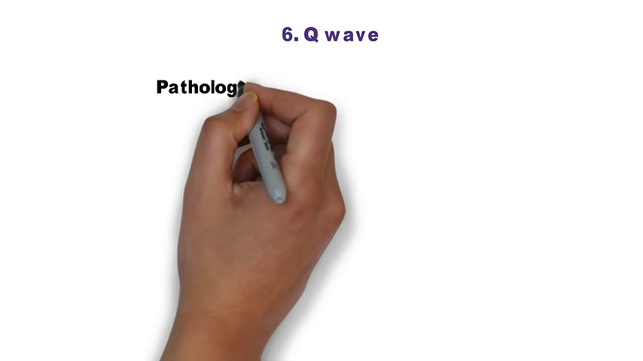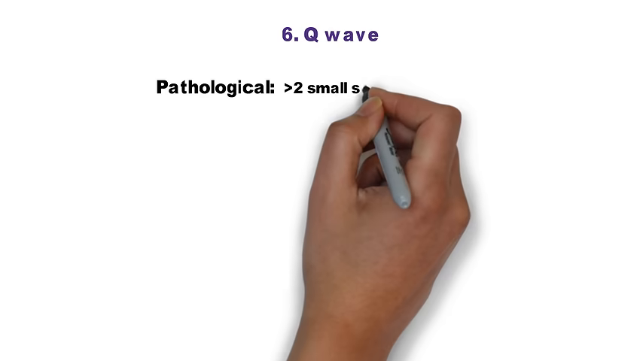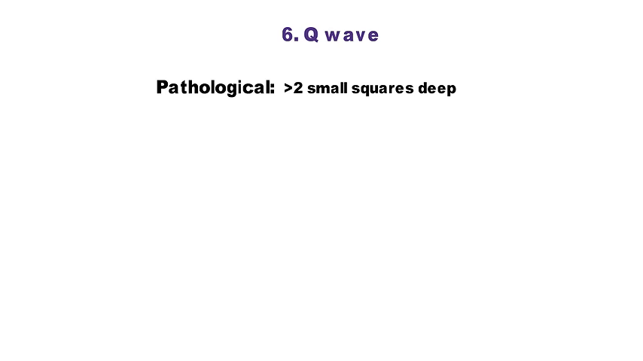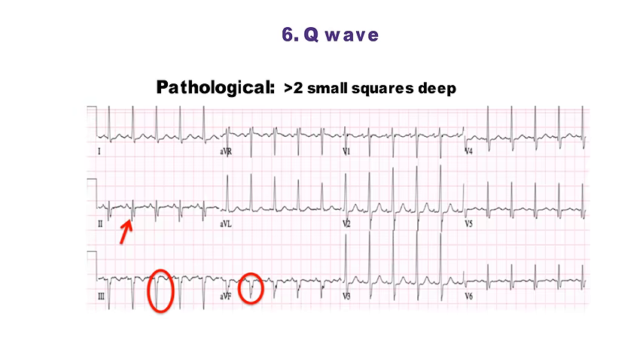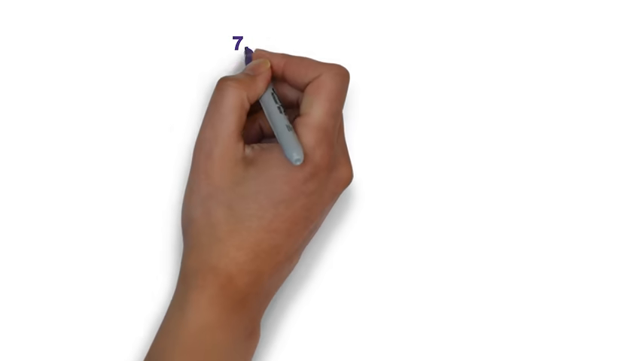Step 6 is Q wave. It is called pathological if more than 2 small squares deep, and usually indicates current or past MI. As you can see, deep Q waves in inferior leads 2, 3 and AVF. So this is ECG of old inferior wall MI.